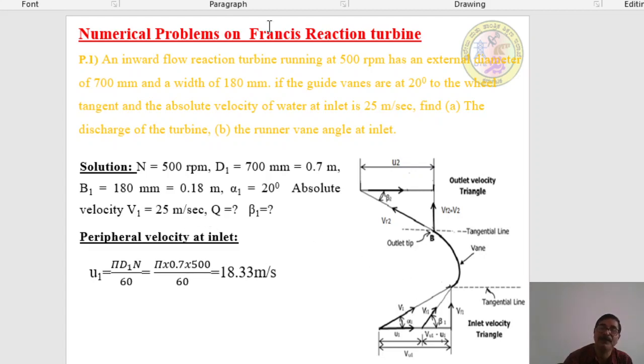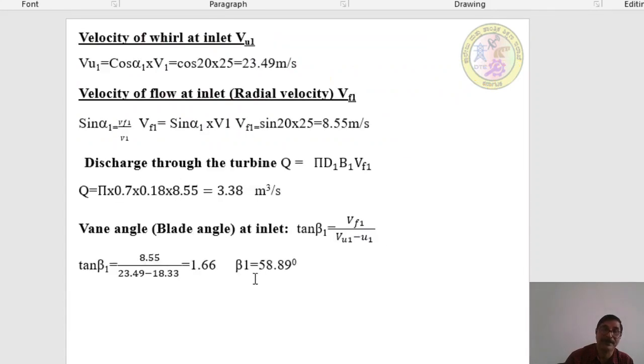So by using this data, we have to find out two things. One is discharge, second one is runner vane angle, that is blade angle at the inlet, beta 1. We know the peripheral velocity at the inlet, because D1 is given and N is given, we can calculate peripheral velocity. Since D1 we know, N we know, U1 is equal to pi D1 N by 60. We get 18.33 meter per second as the inlet peripheral velocity.